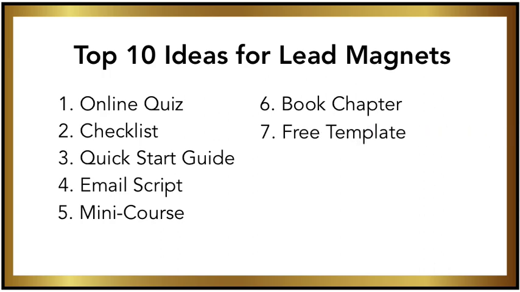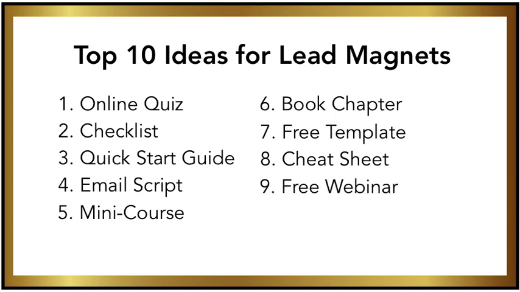A free template for something related to your main product or service. A cheat sheet, such as how to start a blog. Access to a free webinar that offers some helpful tips to solve their problem and eventually would lead to whatever your ultimate product or service is. And finally, you can email a course. Offering a 4 or 5-day email course on a topic related to your actual product or service is a great way to set up automation and give people a taste of what you ultimately have to offer.